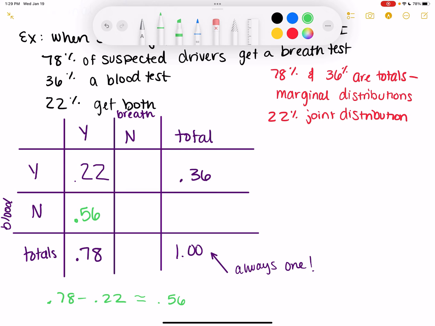Then we're going to do the same thing in the other column: the yes for blood, no for breath. So that would be 0.36 minus 0.22.